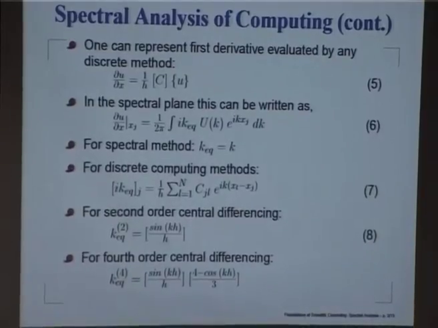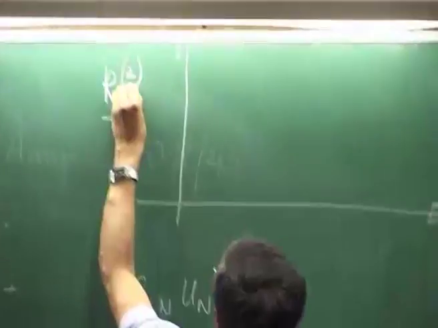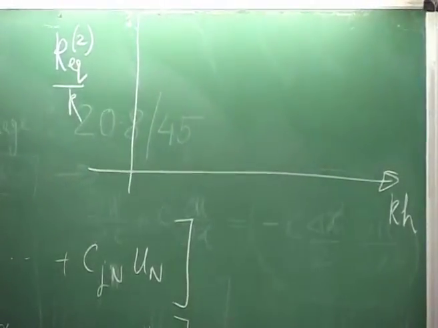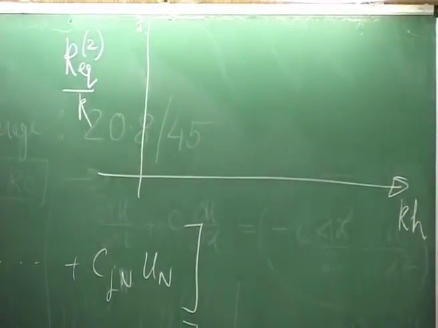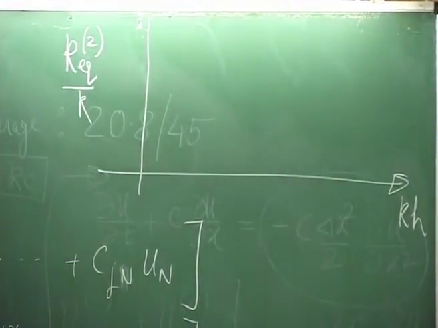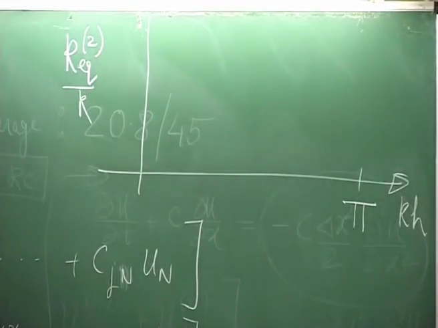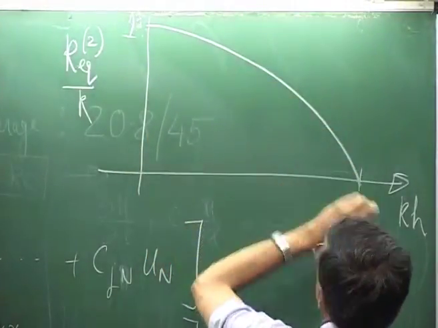So, what I could do is plot k equivalent by k for this second order method, and on this side I should plot k h. Why am I doing k h? Because this is a universal number, because k maximum could be pi by h. So, k h will go from 0 to pi. So, you understand the reason why we do this. How does this function behave? Sin k h by k h, all of you know it starts off from 1 and then it goes like this.